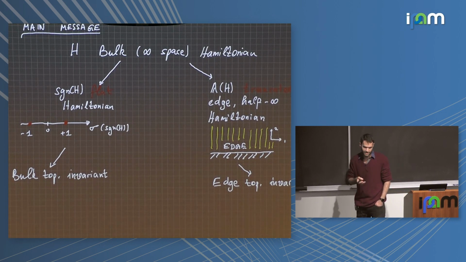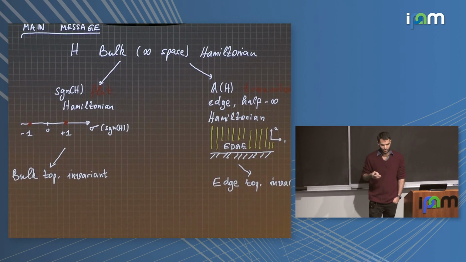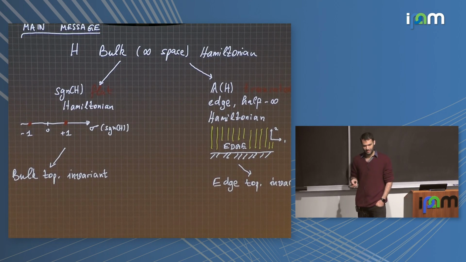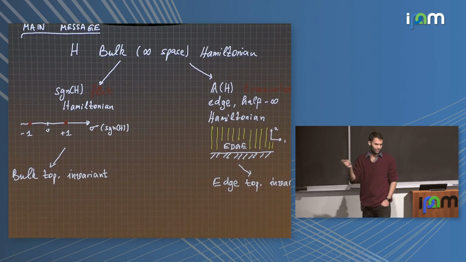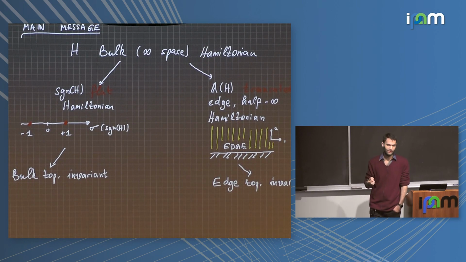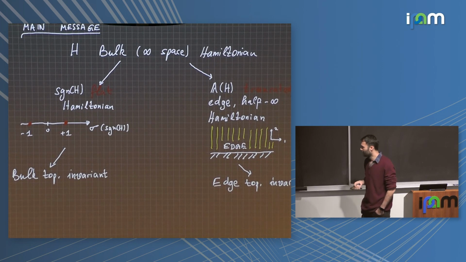And it turns out that all topological invariants for the bulk go through calculating this flat Hamiltonian, which is also equivalent to the Fermi projection in the spectral gap regime. So you need to go through this step to calculate bulk topological invariants.